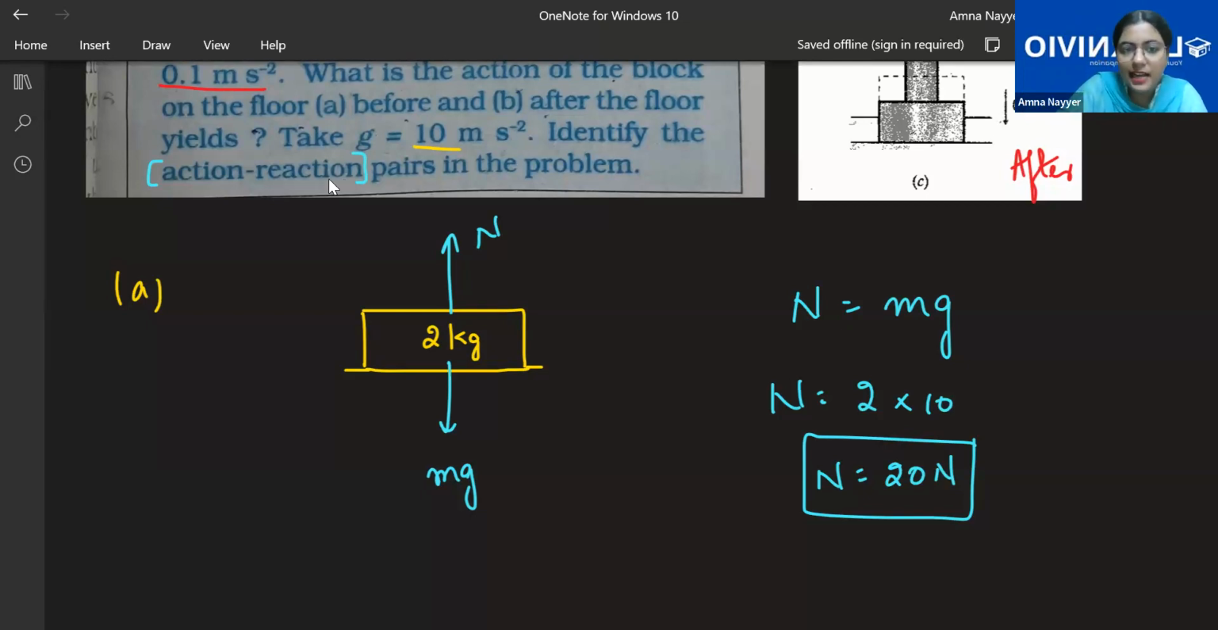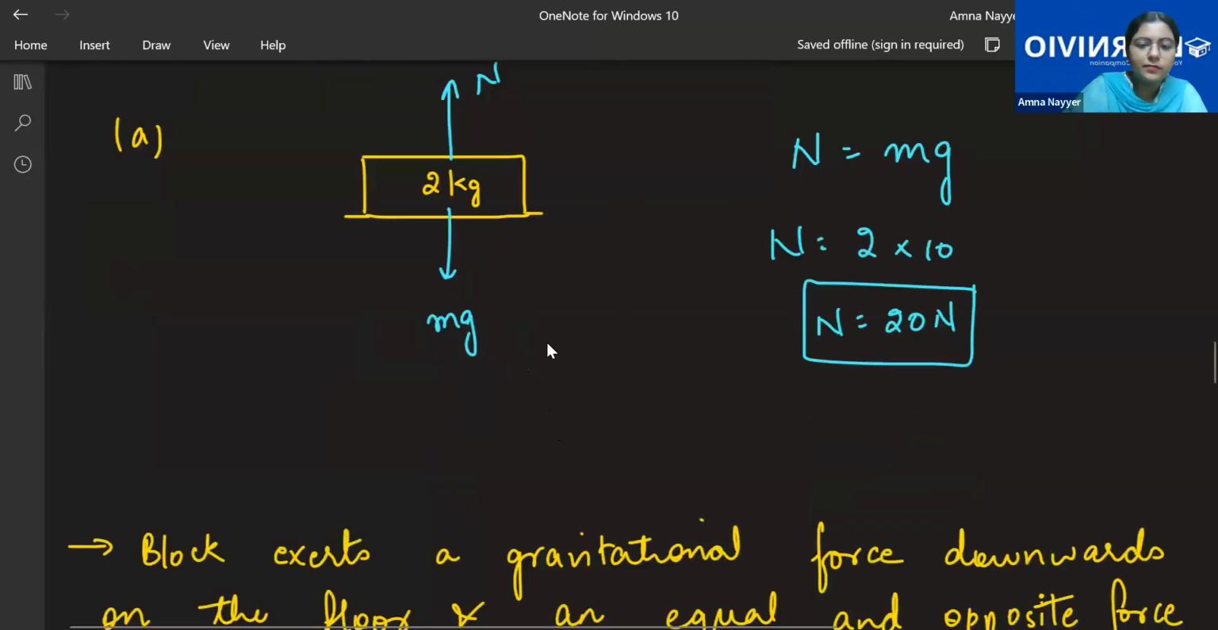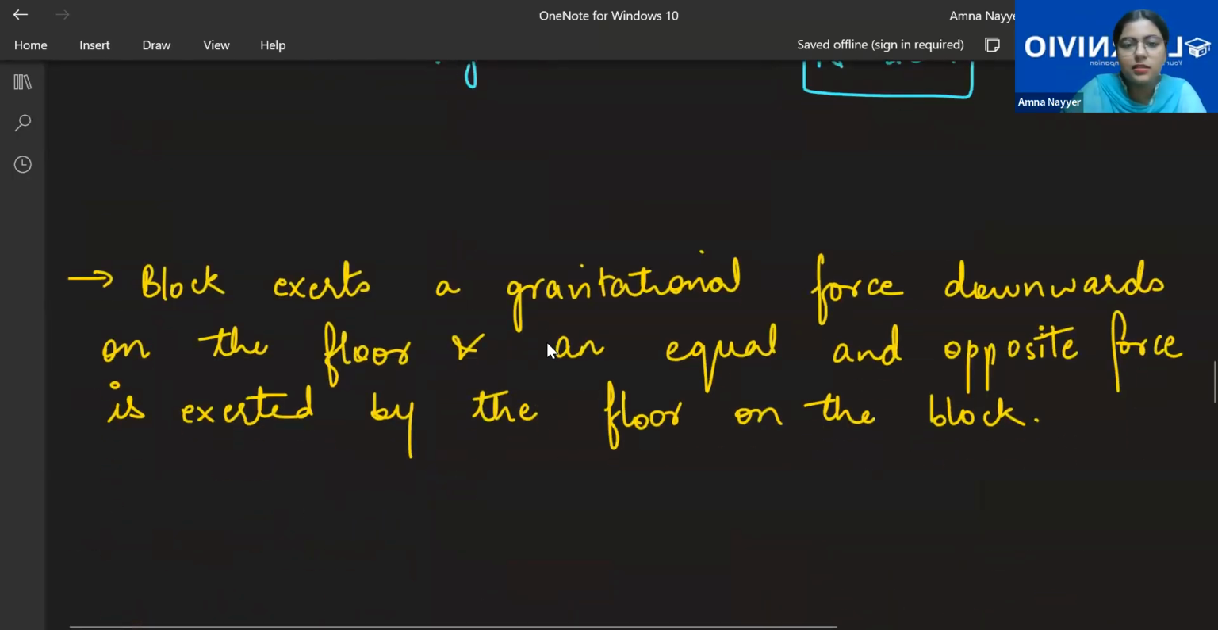So when it says action reaction pair, the ground is exerting a force of 20 Newton on the block, and the block is exerting a force of 20 Newton vertically downwards. Okay, is this clear? First part, write down the statement. See this one: the block exerts a gravitational force downwards on the floor, and an equal and opposite force is exerted by the floor on the block. That's the A part. Clear?